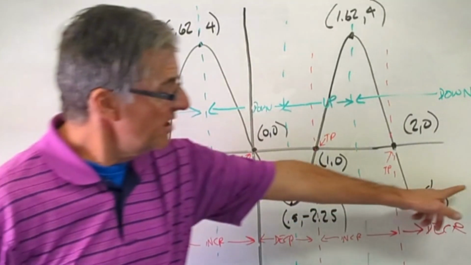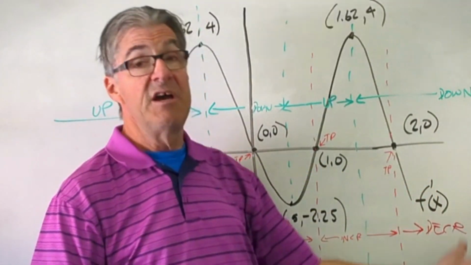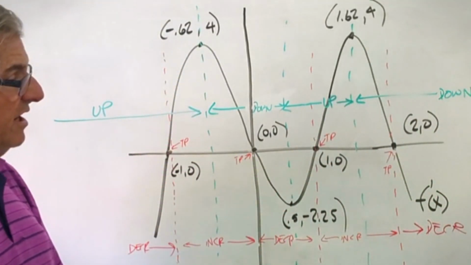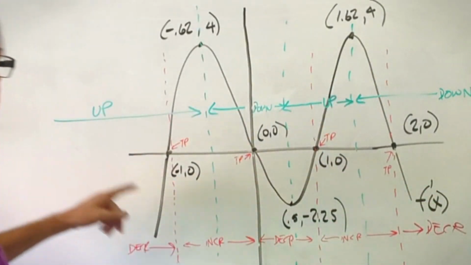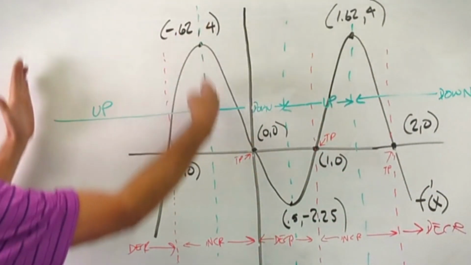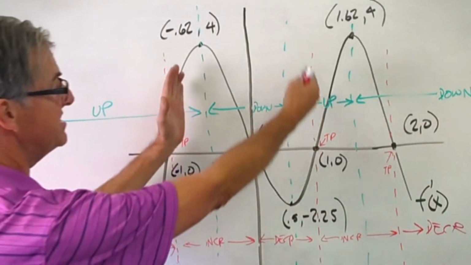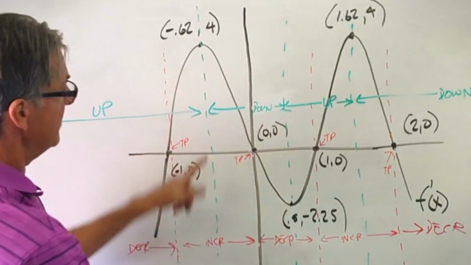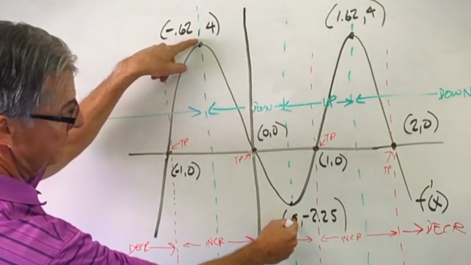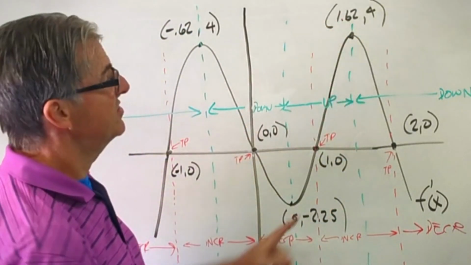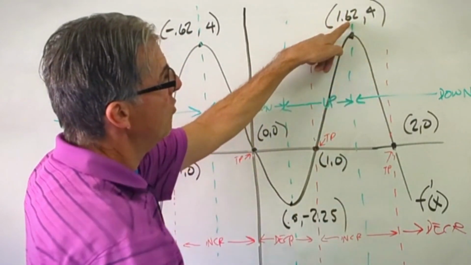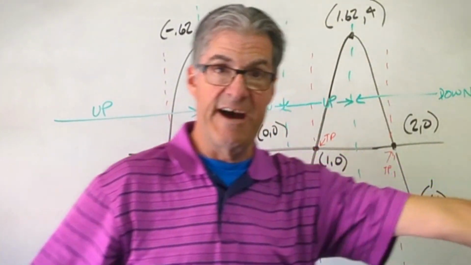Finally, I graphed the ranges where it's concave up and where it's concave down. And so you can see that it's concave up from negative infinity to 0.62. So that's up for this range in green. Then it's down from here to here. That's from 0.62 to 0.5. Then it's concave up from 0.5 to 1.62. And then finally concave down from 1.62 all the way on out.